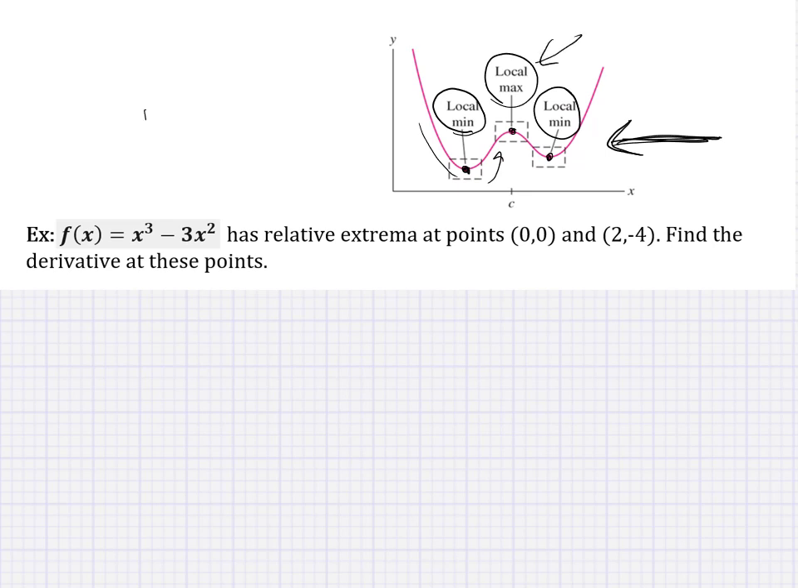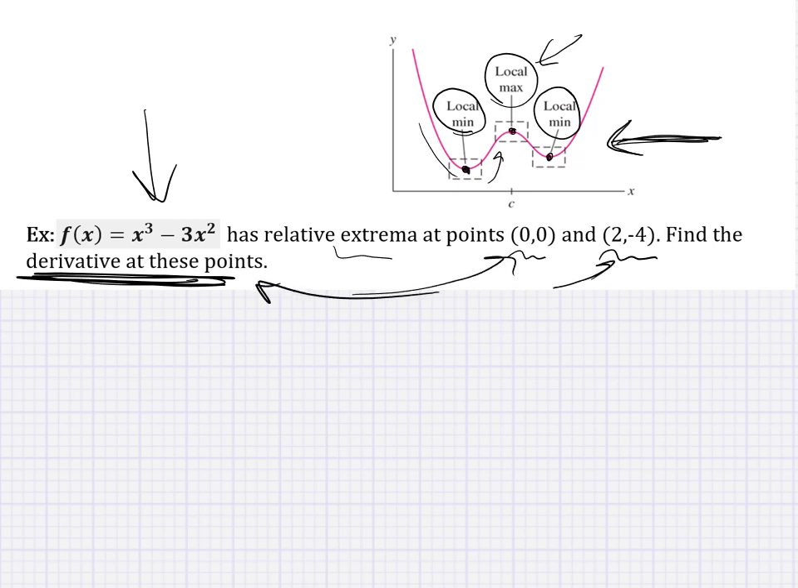So here's a question. Think about this function here. This function has relative extrema at both this point (0, 0) and this point (2, -4). Look at the relationship between the derivative of this function and these points in the derivative. And that's going to lead us to a method for looking for these turning points.